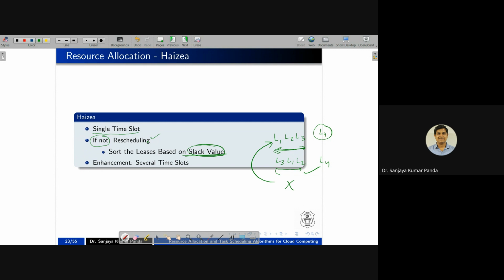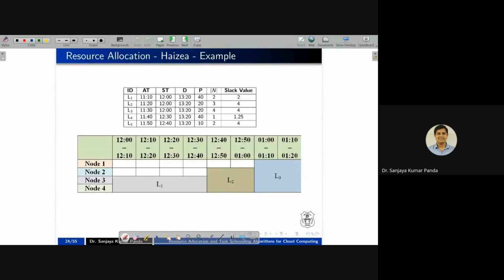Many authors also suggested: why a single time slot, why not several time slots? For example, why is it 9 a.m. to 10 a.m. rather than taking 9 a.m. to 9:30 a.m., and then another slot from 10 a.m. to 10:30 a.m.? That also fulfills your 1 hour, right? So instead of taking a single time slot, they suggested going for several time slots. Let us see one example to clear our idea.